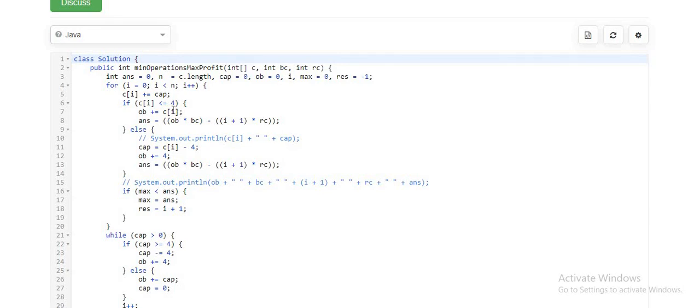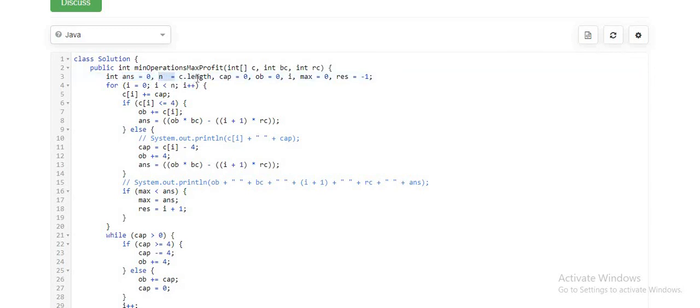So what it does is it accepts the customers, then boarding cost, and the running cost. Its return type is integer, that is, we need to find the maximum profit operation. If it is not possible, then it returns -1. So here this answer contains the calculation for the profit value.